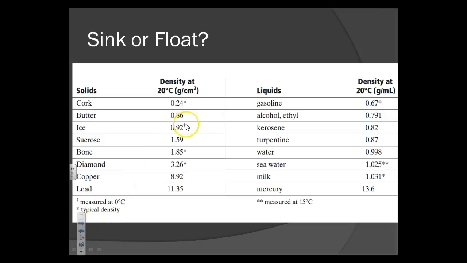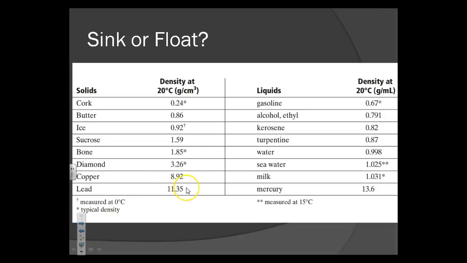So if we look at some of these, we can see a cork is going to float. Ice floats, and the reason ice floats, even though it is made of water, is that when it freezes, ice creates spaces in between the particles, and so it becomes less dense. We'll take a closer look at that as we go through the semester. Sugar is quite dense, so things that have sugar in them are going to be more dense than water, and those will sink. And you'll see lead here.